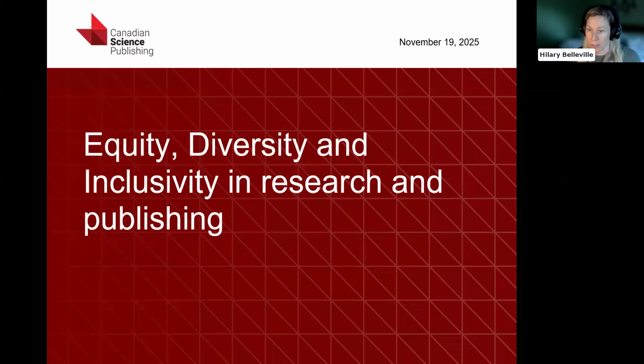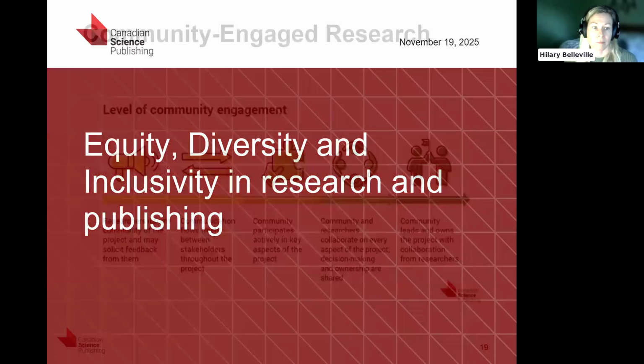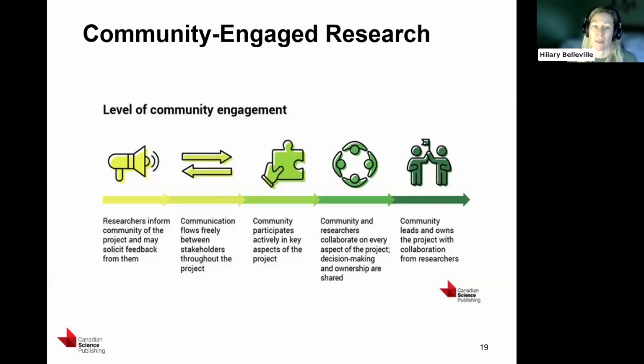As we touched upon earlier, research and publishing has historically been quite homogenous. In response, researchers have pushed their institutions, funding agencies, and publishers to start thinking about equity, diversity, and inclusivity. One way we've done this at CSP is to provide guidelines on community engaged research. We found that although many Indigenous groups, universities, and funding agencies have developed guidelines for conducting this kind of research, at the time there was very little literature on how to report the research. So as a publisher, we want to provide authors with all the tools and information they need so that they can be inclusive throughout the research process and report these actions in their papers.